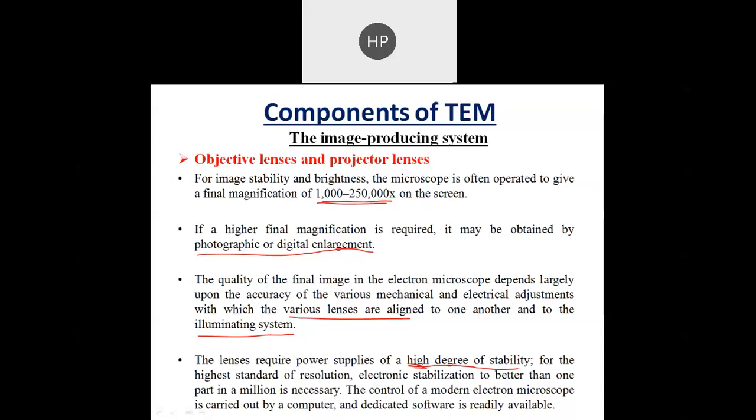For the highest standard of resolution, electronic stabilization better than 1 part in a million is necessary. Okay, so what we require is electron stabilization better than 1 part in a million. So this is how the stabilization of electrons is required.